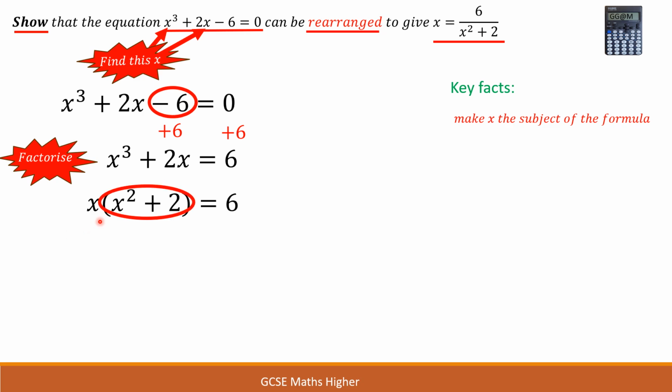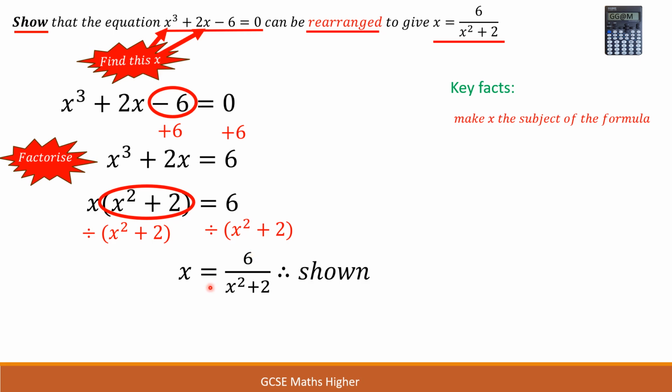So we're going to get rid of this term next to the x, which is the x squared plus 2. The opposite to multiply by x squared plus 2 is divide by x squared plus 2. So I'm going to divide both sides by x squared plus 2, which gives me x equals 6 over x squared plus 2, therefore shown. So we have shown what you've been asked to do in the question.